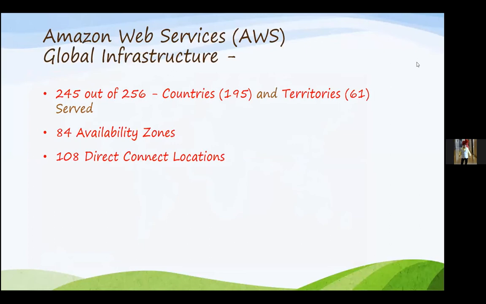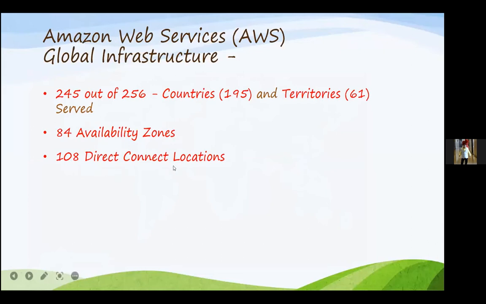Out of 246, 245 countries have their data centers. Actually, 195 are countries in the world and 61 territories, so it will be total 256. Out of 256, 245 data centers are available. 84 are availability zones, and 108 are direct connect locations.